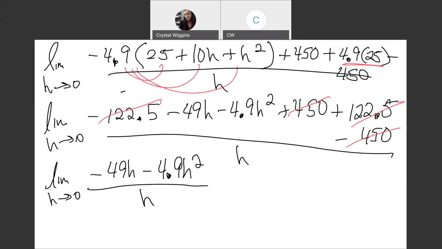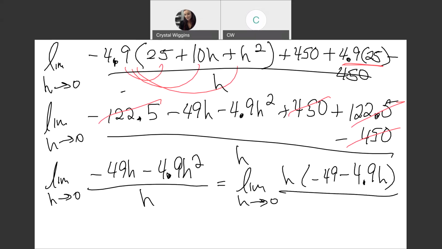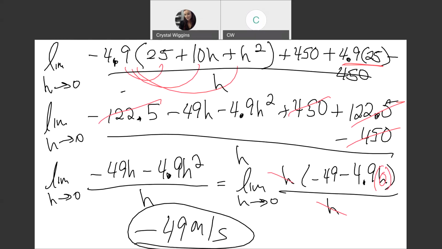So the reason why I'm excited that there's only terms with h in it in the numerator is because now I can factor out an h in the numerator, which leaves me with negative 49 minus 4.9h all over h. And that allows me to cancel the denominator, alleviating that issue of dividing by 0 when I take the limit. I can now take the limit at 0, and that leaves me with negative 49 meters per second as the velocity of the ball at 5 seconds later.